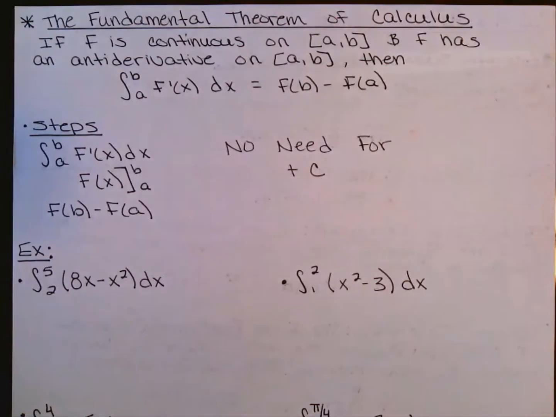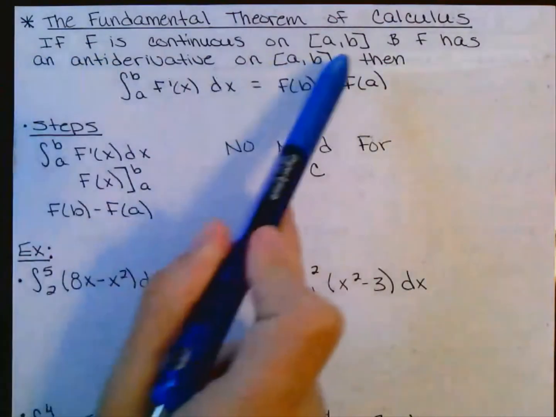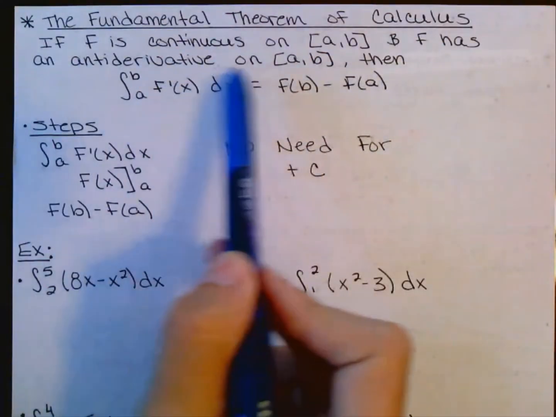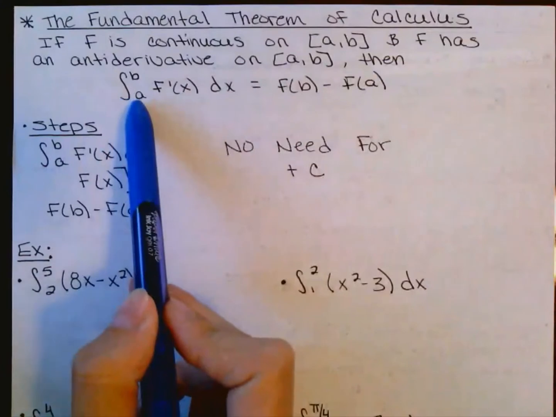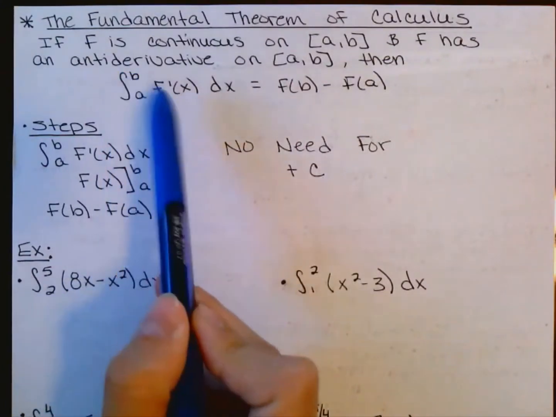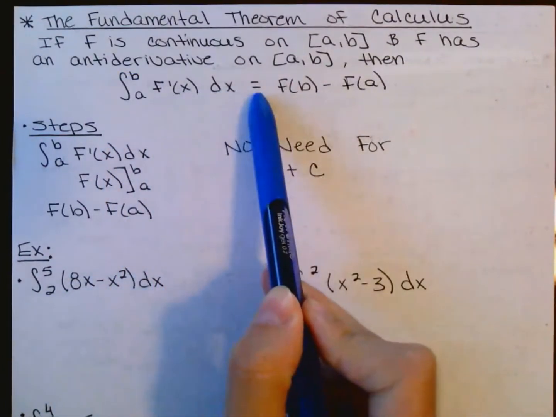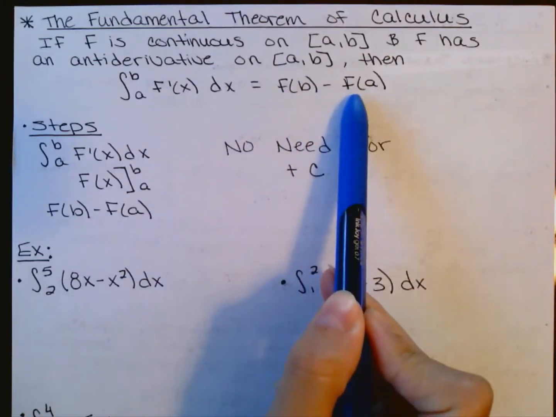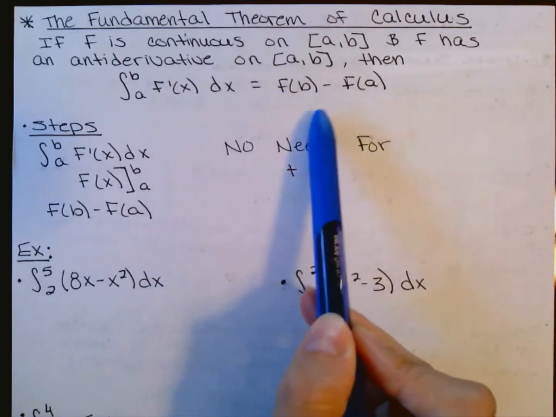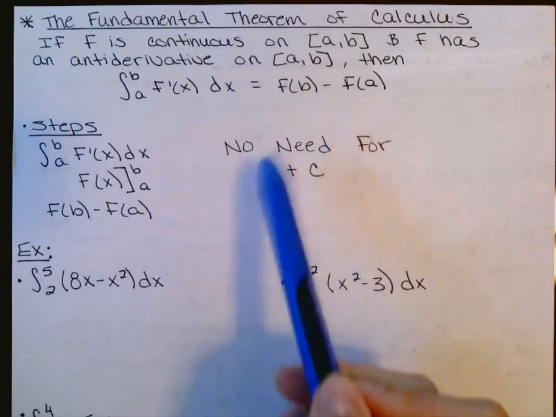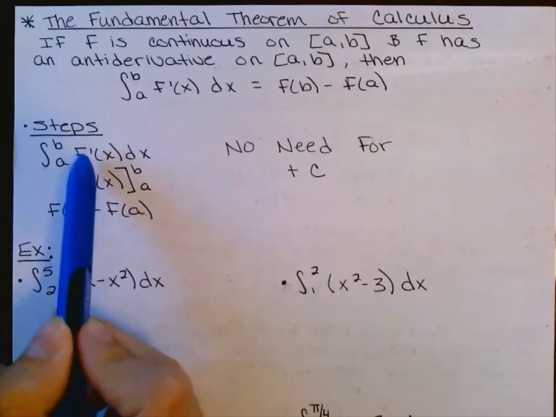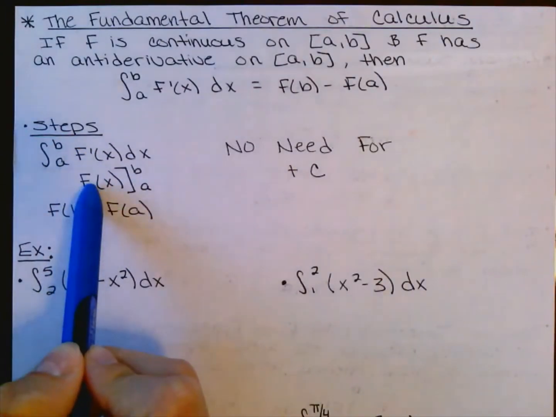So let's pick up on that fundamental theorem of calculus. It just says if f is continuous from a to b, and f has an antiderivative from a to b, then the definite integral from a to b of a function equals the antiderivative at b minus the antiderivative at a. So you'll hear me say a lot, F of b minus F of a. They're going to give you a function, the prime won't be there. This is just to say that you go from the prime to the regular function.